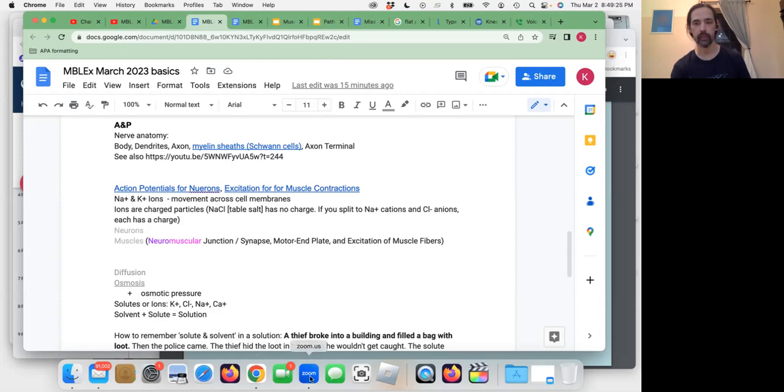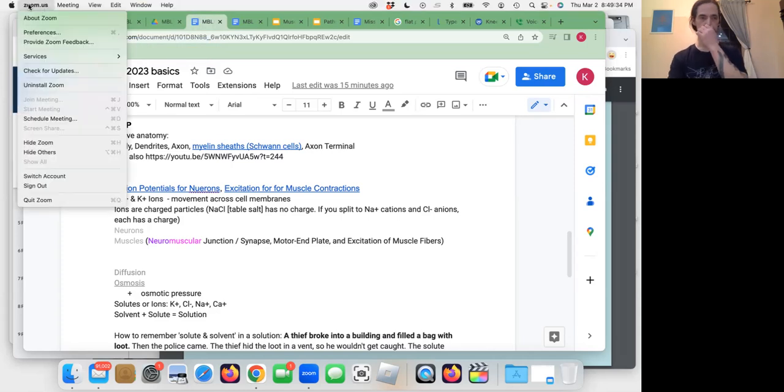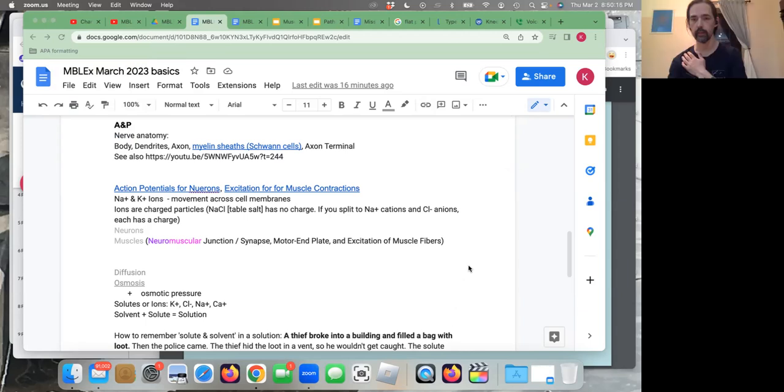Okay, my headset just cycled. Hide video panel. So let me just make sure that I'm using recording and then hide floating meeting controls.